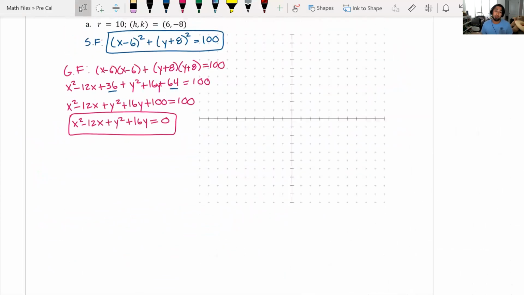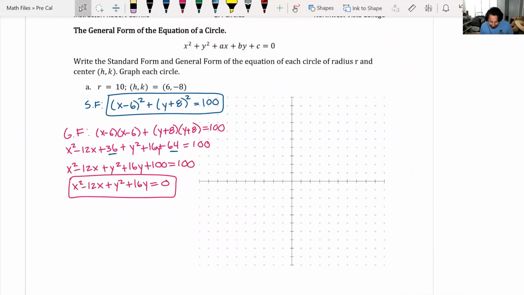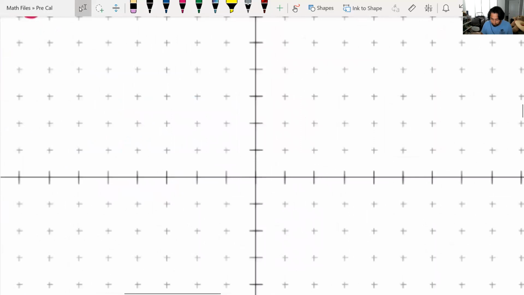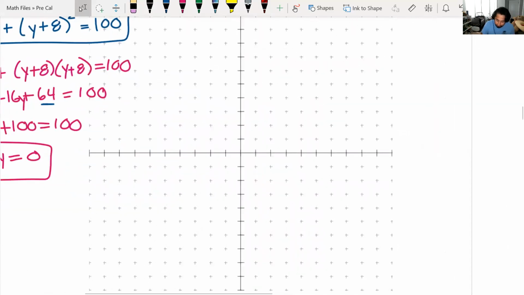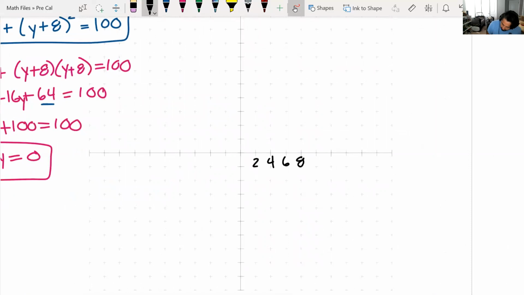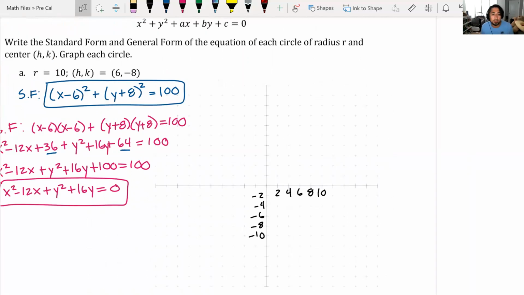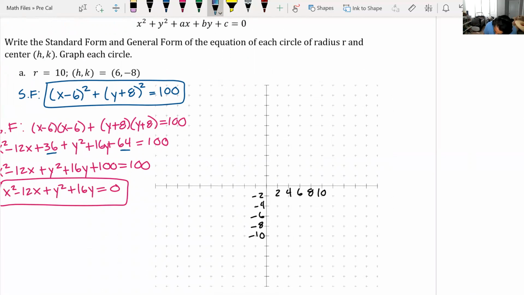Oh, I had a whole page for this. Oh well. Okay. All right. So our circle is at 6, -8 with a radius of 10. So I should probably go by 2's. That's the only way it's really going to fit. There we go. So 2, 4, 6, 8, 10, -2, -4, -6, -8, -10. Center is at 6 and -8. So center is down there, 6, -8.